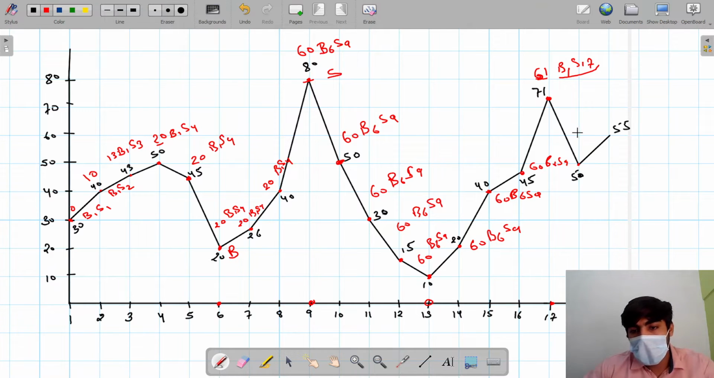Checking for this day, same 61. Checking for this day, same. B13 S17, B13, I'm writing it again, B13 here 60, B13 S17, B13 S17. Now our first iteration is completed.